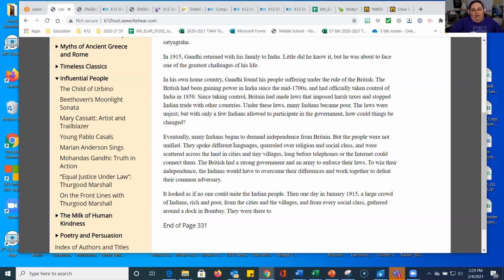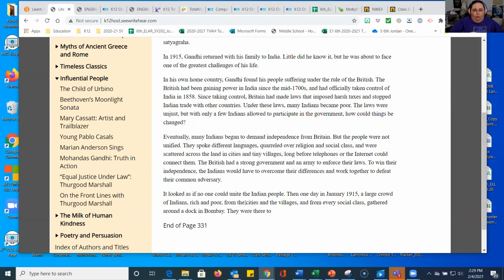Eventually, many Indians began to demand independence from Britain, but the people were not unified. They spoke different languages, quarreled over religion and social class, and were scattered across the land in cities and tiny villages, long before telephones or the internet could connect them. The British had a strong government and an army to enforce their laws. To win their independence, the Indians would have to overcome their differences and work together to defeat their common adversary.